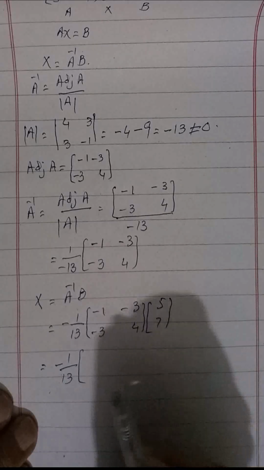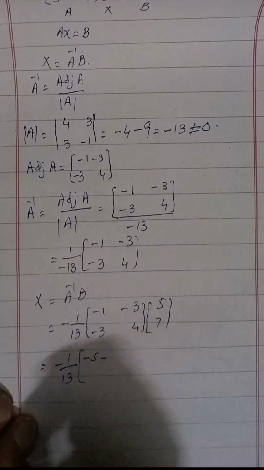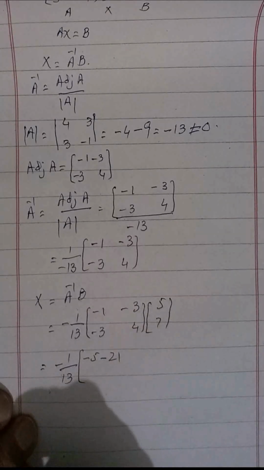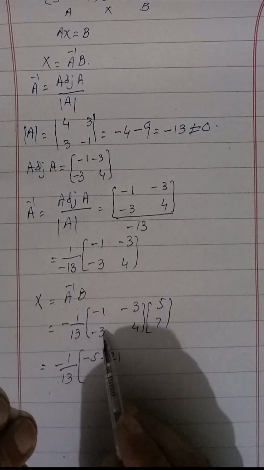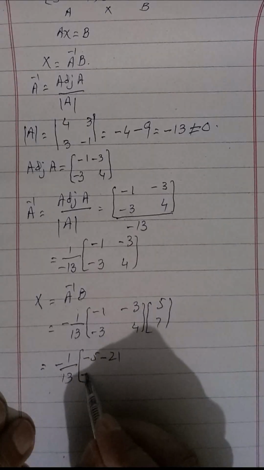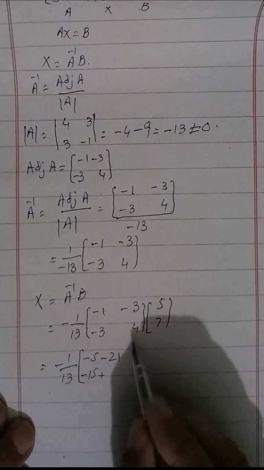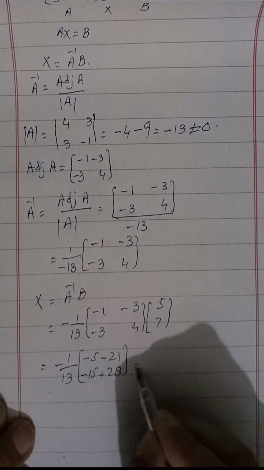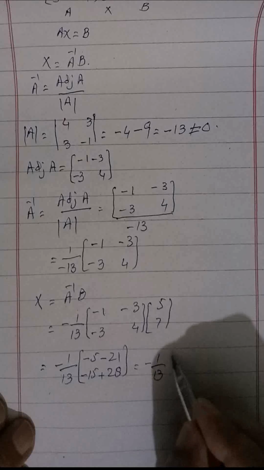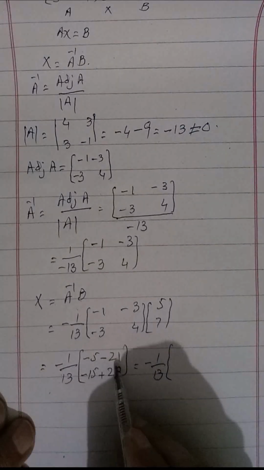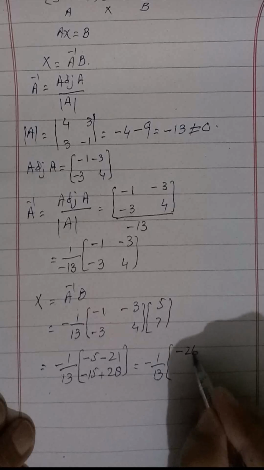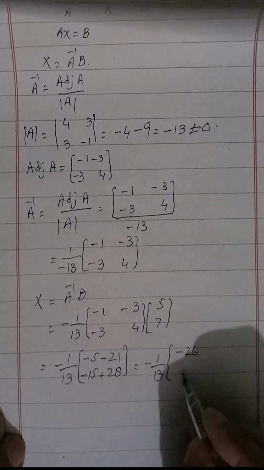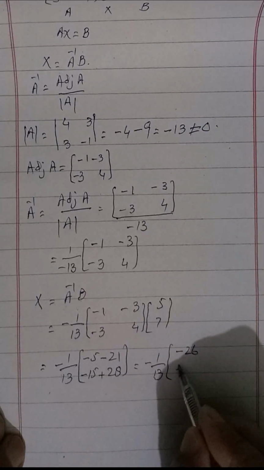-1 multiplied by 5 is equal to -5, and then -3 multiplied by 7 is equal to -21. And now the second row, -3 multiplied by 5 is equal to -15, plus 4 multiplied by 7 is equal to 28. Simplify it. -1 over 30 times -5 minus 21 is equal to -26, and the other is -15 plus 28. We simplify, we get plus 13.